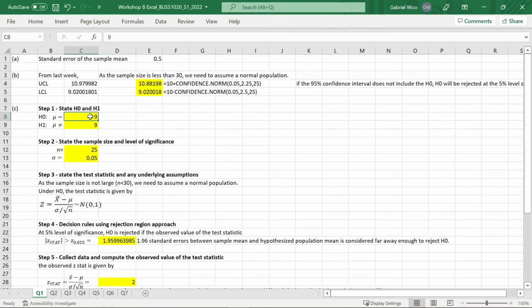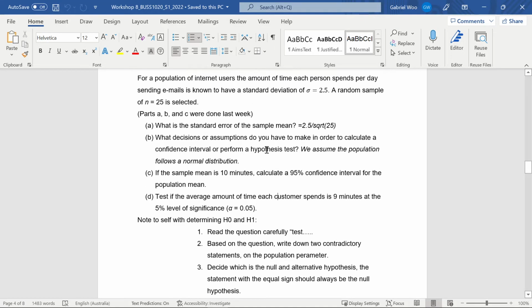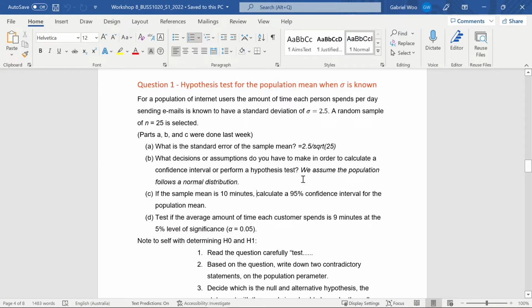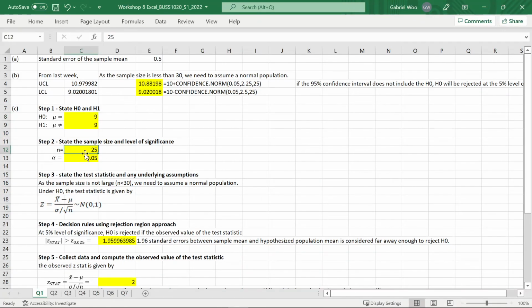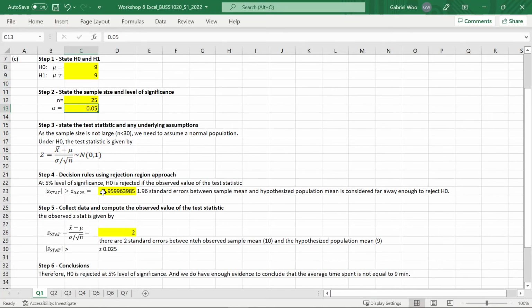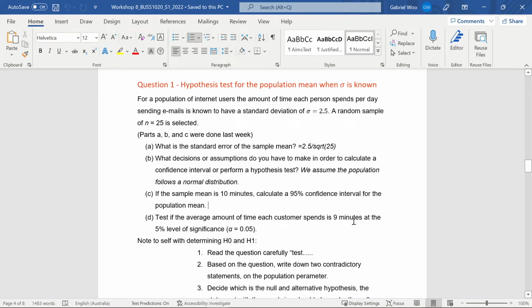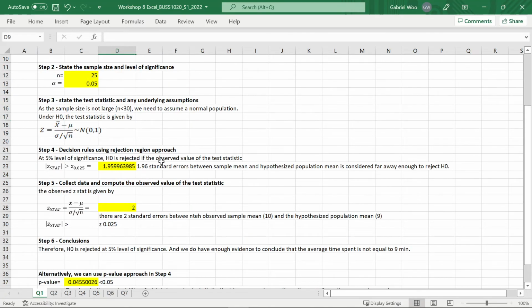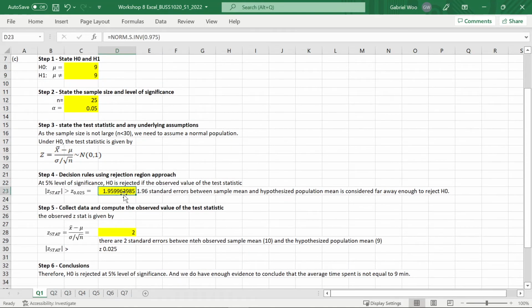So n equals 25, alpha is 0.05, and we want to prove whether or not the emails sent has a mean equal to 9. If it does not, then we have to accept the alternative hypothesis. So this is where we do the z-test. First of all, this is the rejection region. If it is left or right of this, then we have to reject it.